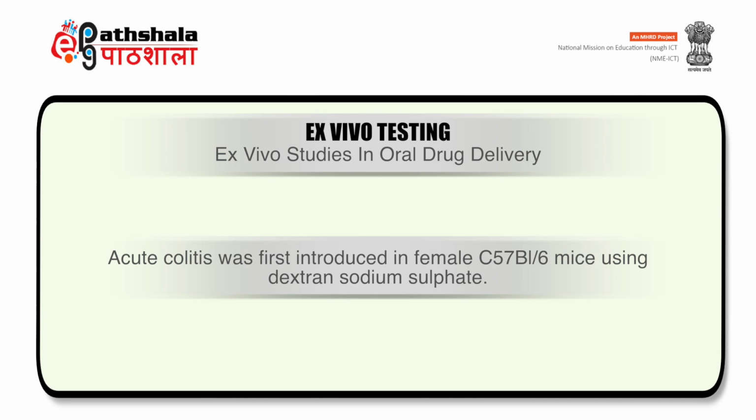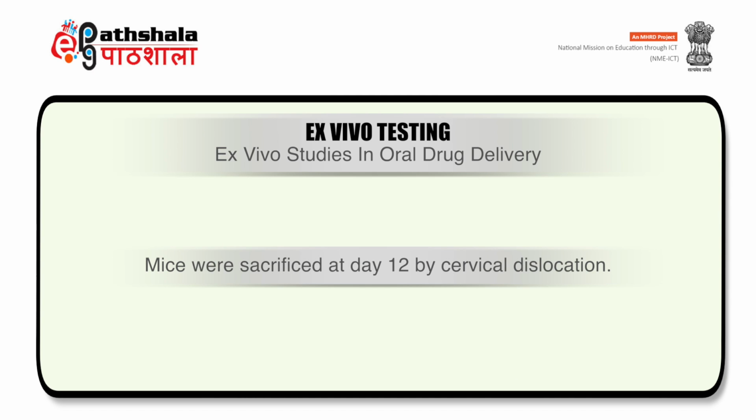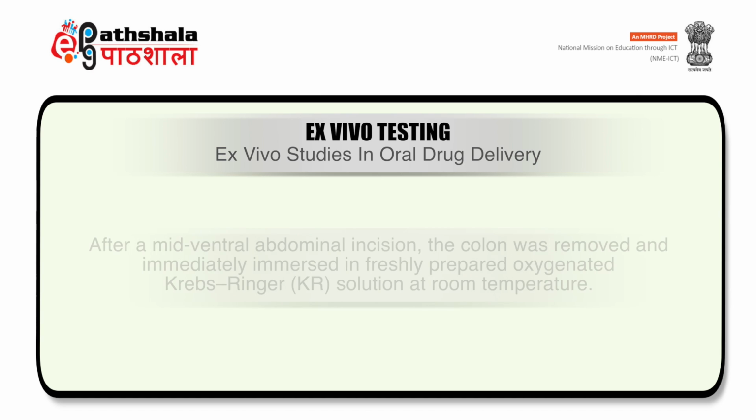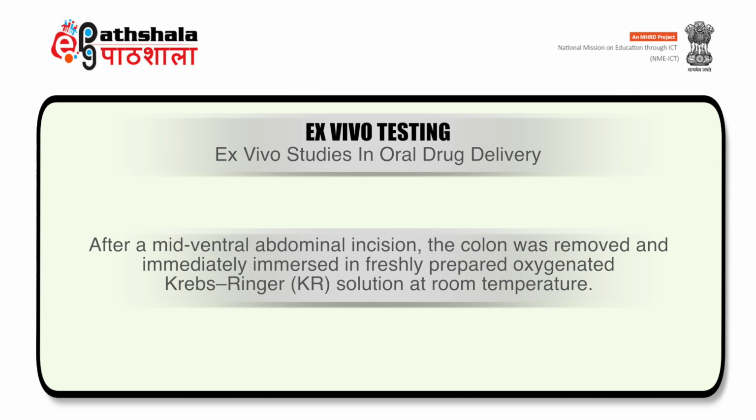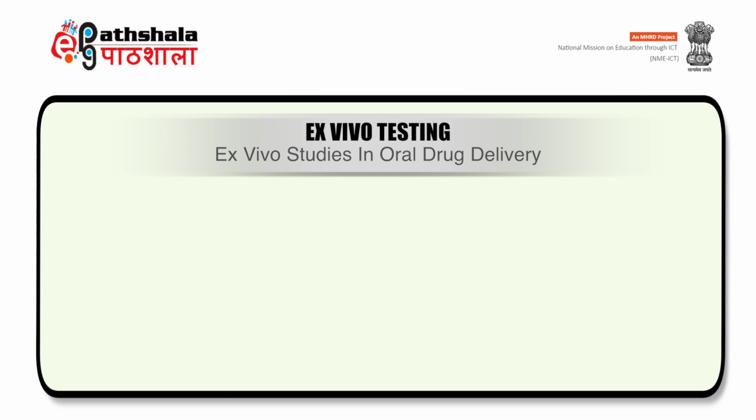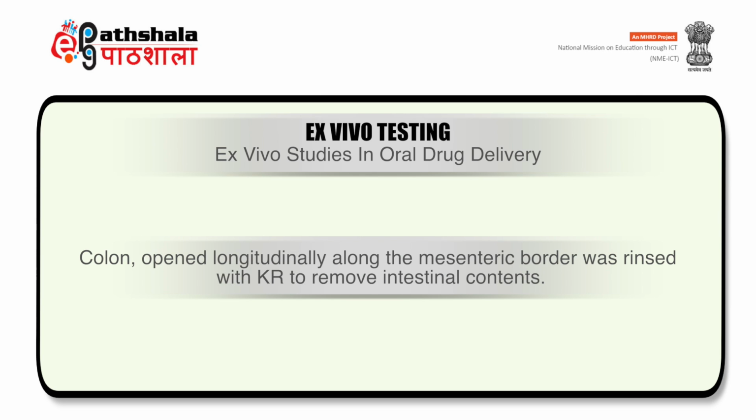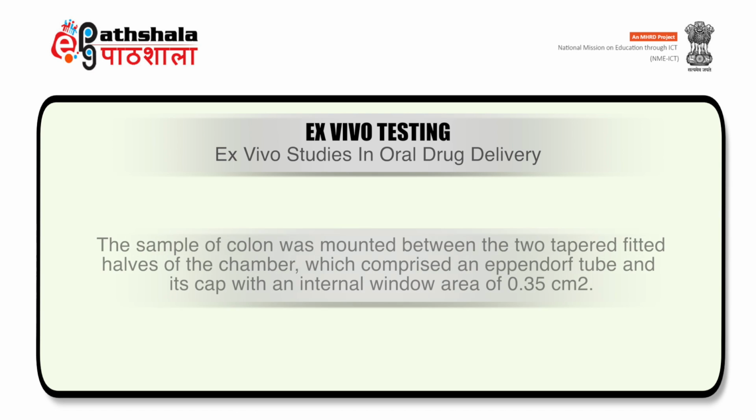Acute colitis was first induced in female mice using dextran sodium sulfate. Mice were sacrificed at day 12 by cervical dislocation. After a mid-ventral abdominal incision, the colon was removed and immediately immersed in freshly prepared oxygenated Krebs-Ringer solution at room temperature. Colon was opened longitudinally along the mesenteric border and rinsed with KR solution to remove the intestinal contents. The sample of colon was mounted between the two tapered fitted halves of the chamber, which comprised an Eppendorf tube and its cap with an internal window area of 0.35 cm².